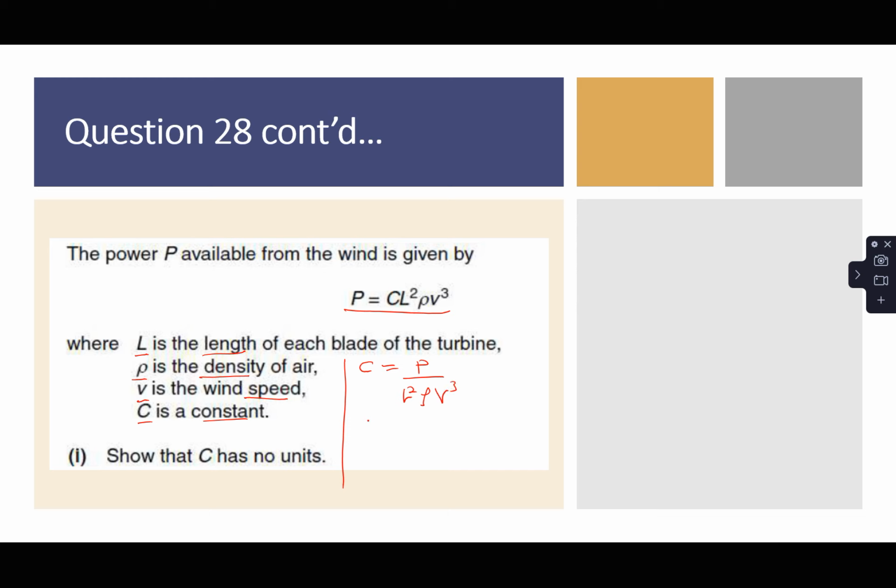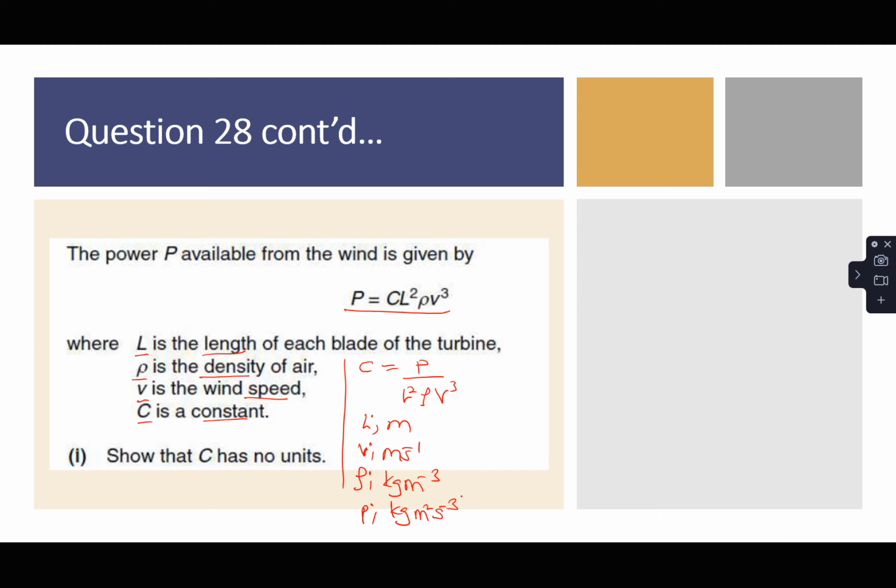Since L is length, the base unit of L will be meters. V is speed, so the base unit of V will be meters per second. Rho is density, so the base unit will be kilogram per meter cubed. Now we are going to substitute, but we have power. The base units of power are kilogram meters squared per second cubed: for energy it is kilogram meters squared per second squared, but when you divide by time to get power, it becomes s to the power negative 3.